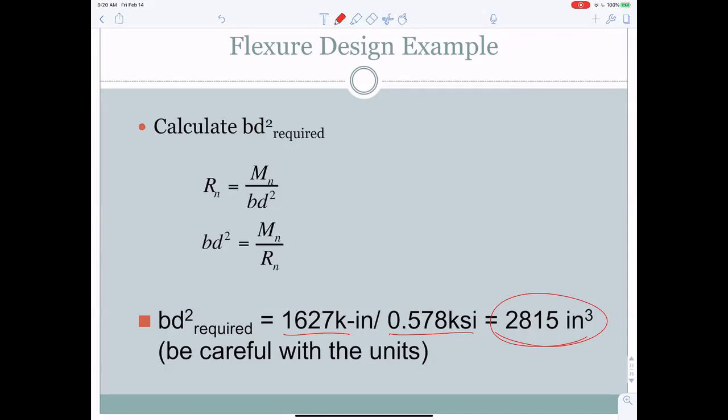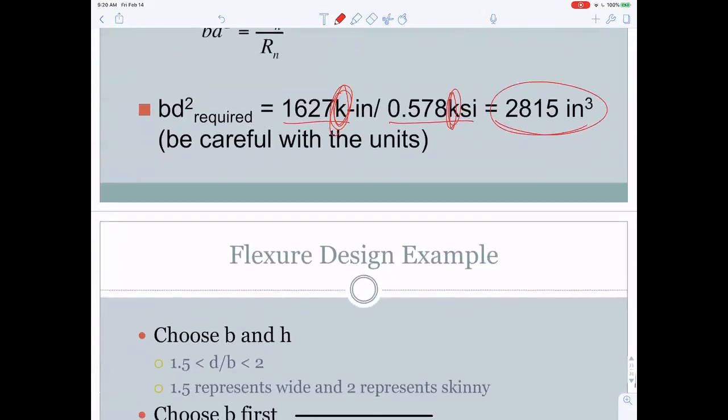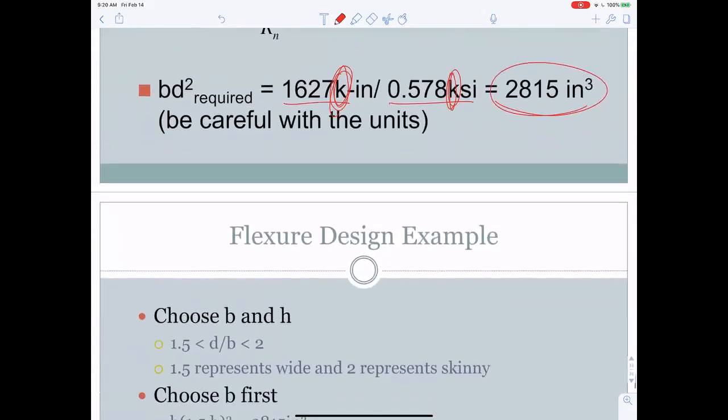And so just be careful. If your moment was in kip inches, your RN has to be in KSI. If your moment was in pound inches, then you would use 578 PSI, okay? I'm going to write the number down here. 2815 is what we need for BD squared.